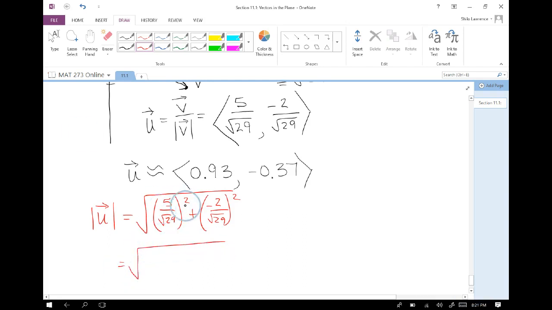So when you square a fraction, remember, just square the top, square the bottom. This is 25/29 and 4/29, which makes 29/29, which is equal to 1.